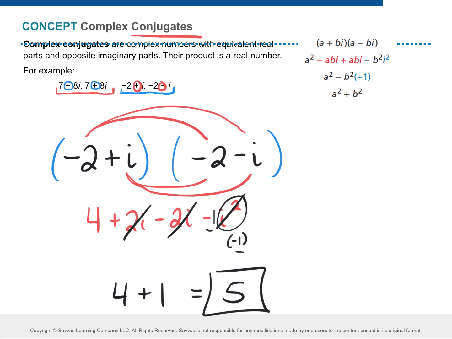So what is going to happen every time you multiply conjugates together? You're going to get a whole number. Okay? Anytime you multiply conjugates together, you're going to end up with a whole number. And the reason for that is because these are going to end up canceling each other out in the middle. Okay?